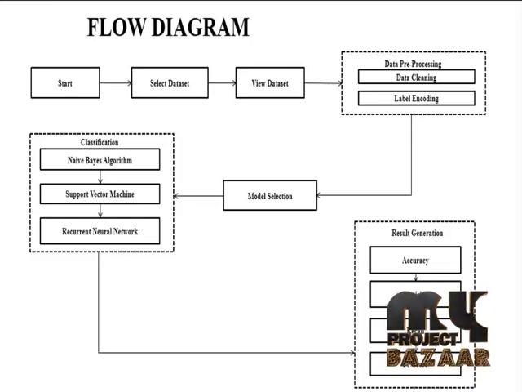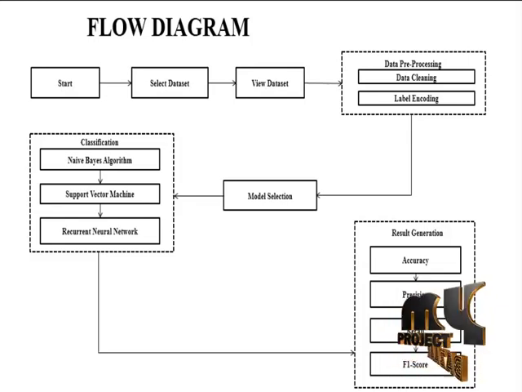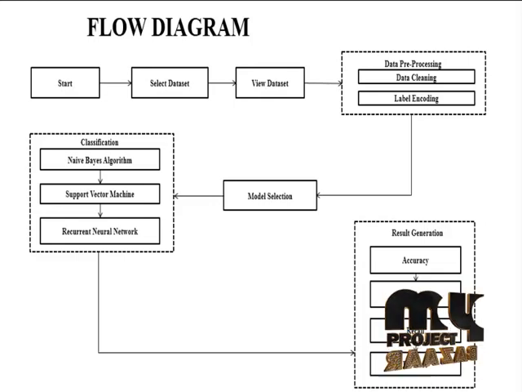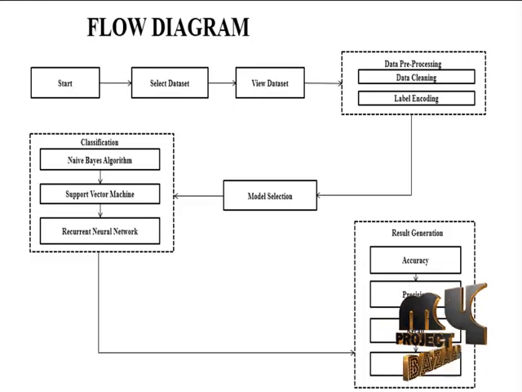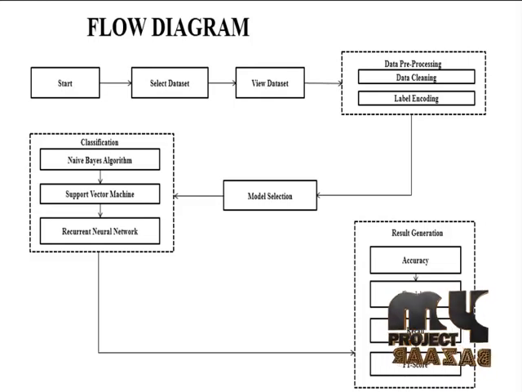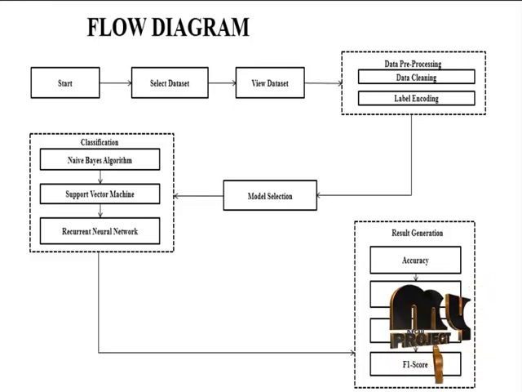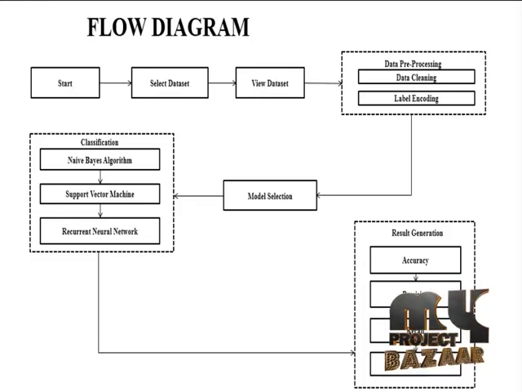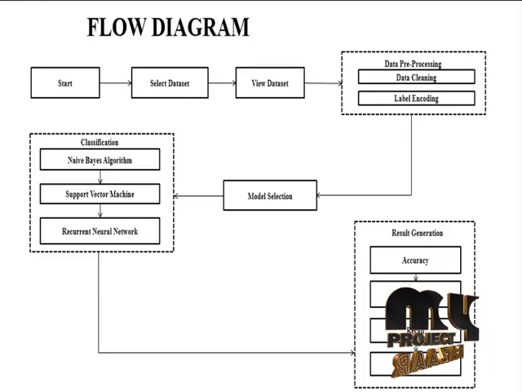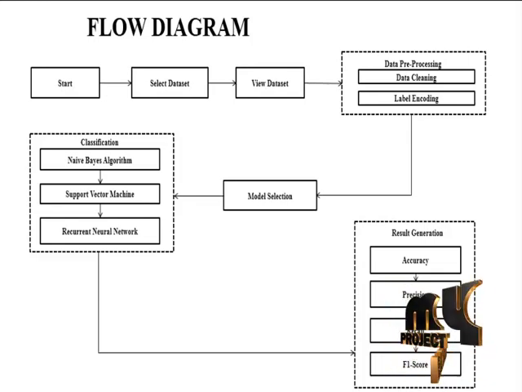Then it will move into label encoding. In label encoding, we are going to convert the string data into numerical data. After that, it will go into model selection. In model selection, we select the independent variable and dependent variable. After selecting them, we split our dataset into a training dataset and a testing dataset. Then it will move into classification.